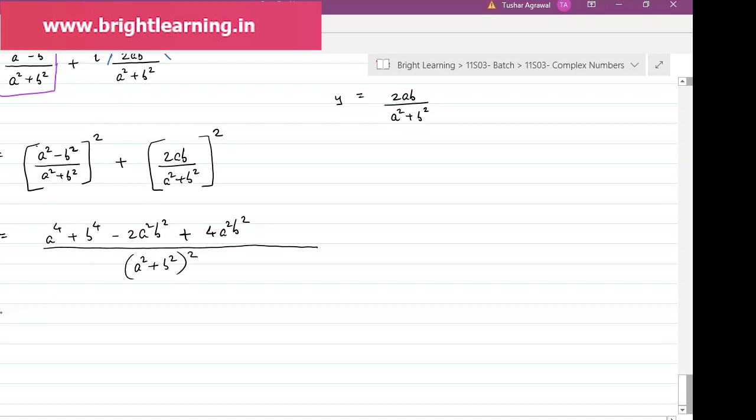So do you realize that the numerator and denominator have become one and the same thing? A raised to 4 plus b raised to 4 plus twice a square b square, divided by a square plus b square whole square. This is actually equal to 1 only because the numerator is just the expansion of a square plus b square whole square.